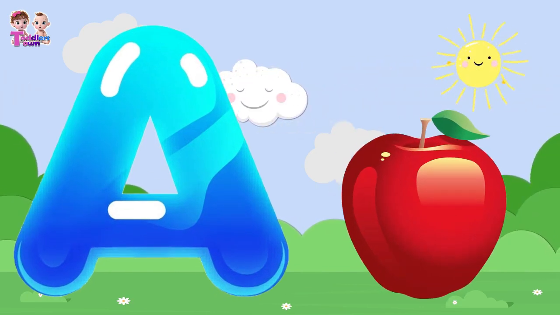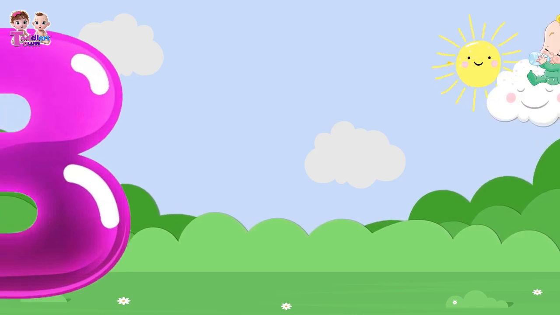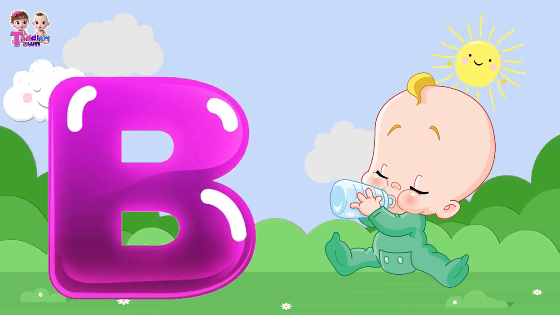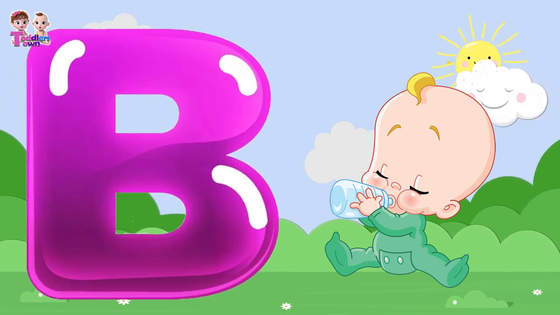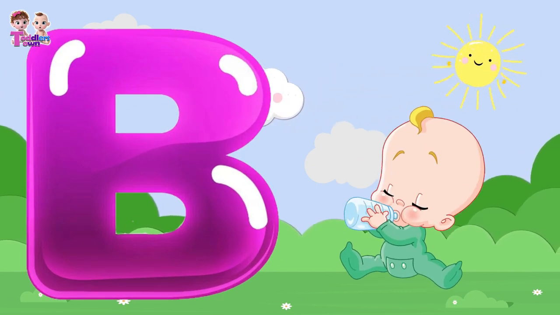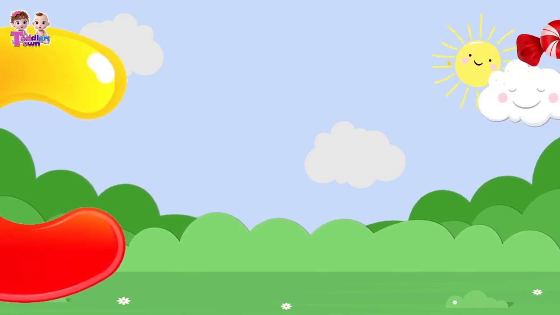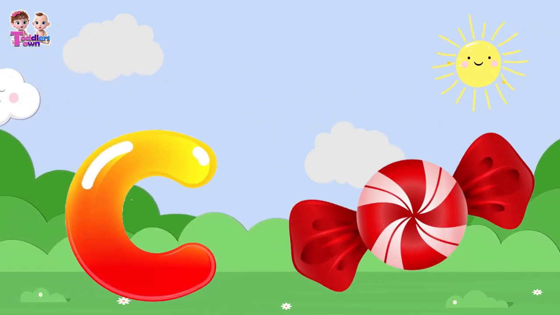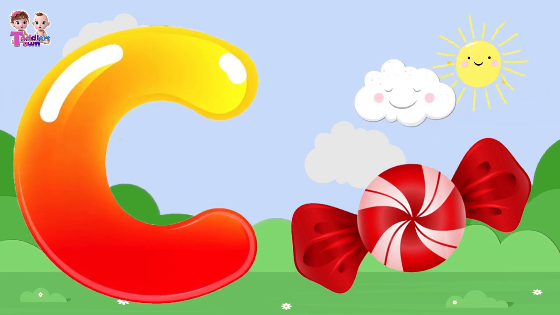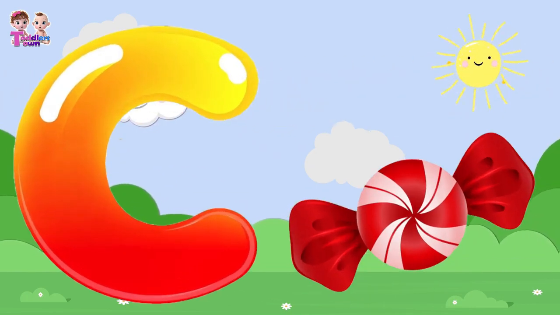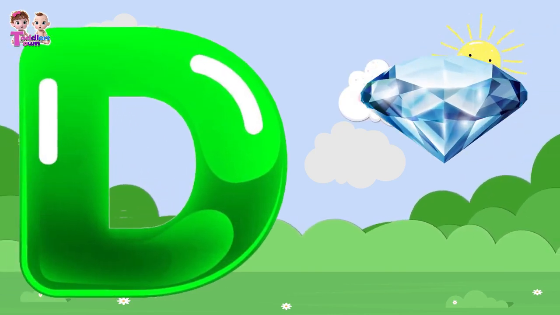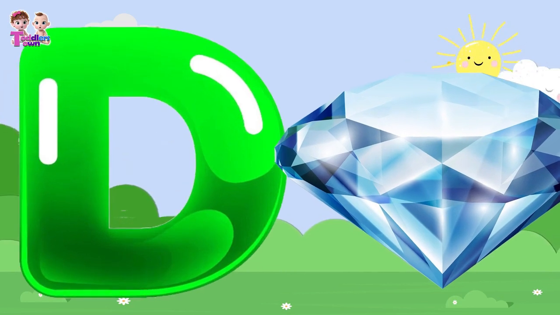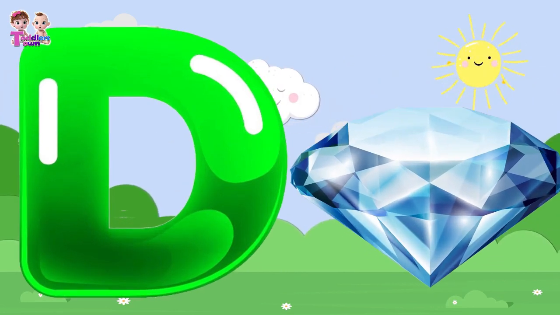A is for apple. B. B is for baby. C. C is for candy. D. D is for diamond.